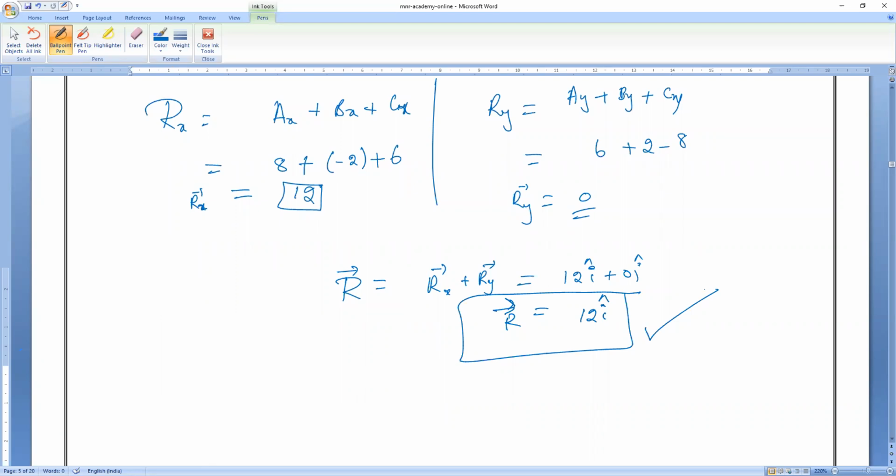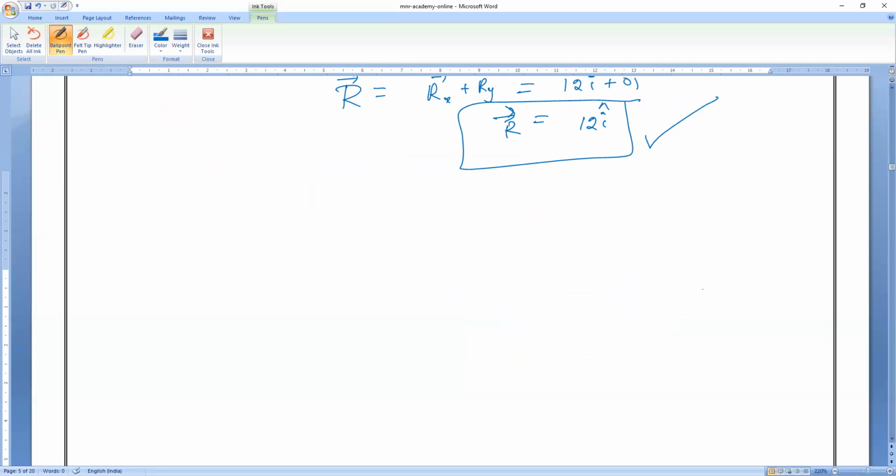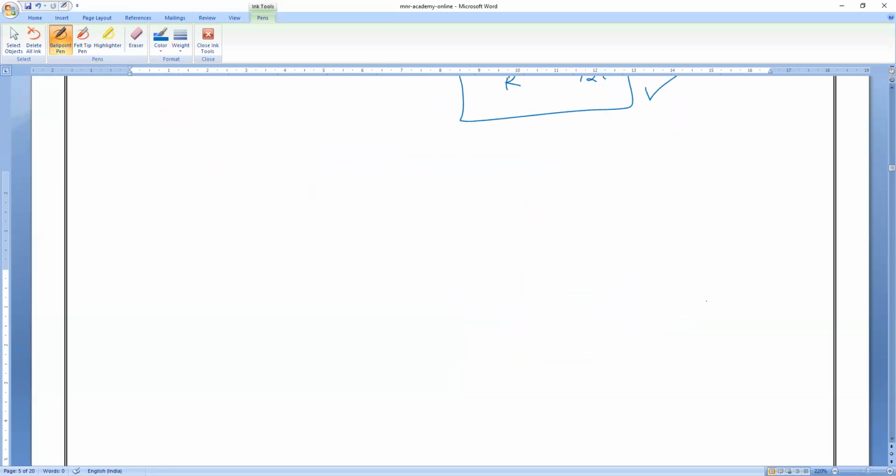Clear? That is what you have to remember. Did you understand how to add three vectors? Very, very important. All of you, please respond. Now, if you understand this question, a few things I will tell you. All of you remember and note, be very careful with these things.